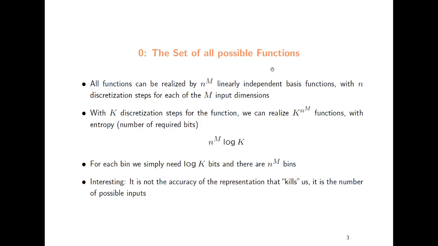So it's interesting, if you look at this formula, the log k is not really so dramatic. Even for a nice precision, log k is relatively small. But the number of inputs, n, and the dimension m is what kills you. So the factor n to the power of m. And this would be an astronomical number for a reasonable number of inputs m.